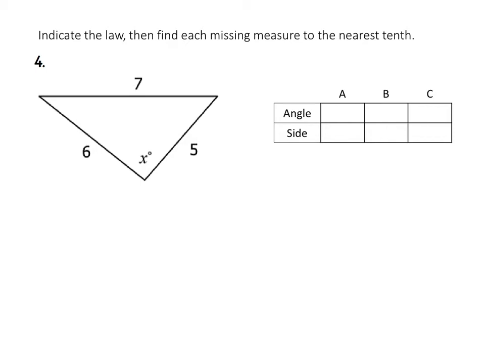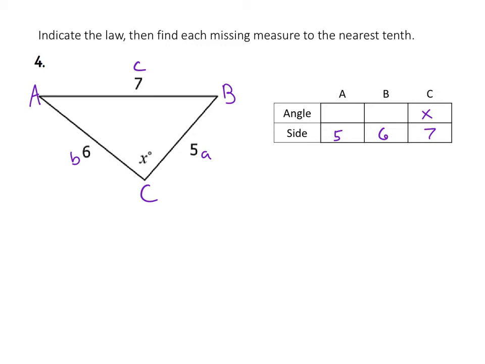I will call this side A, that angle A, this angle B, this angle C. So 5 will be side A, 6 will be side B, and 7 will be side C. And now I know that I'm searching for angle C, so I'll put my X there. Side A is 5, side B is 6, side C is 7. This is definitely not a right triangle. There's no 5, 6, 7 Pythagorean triple. So let's solve for X.